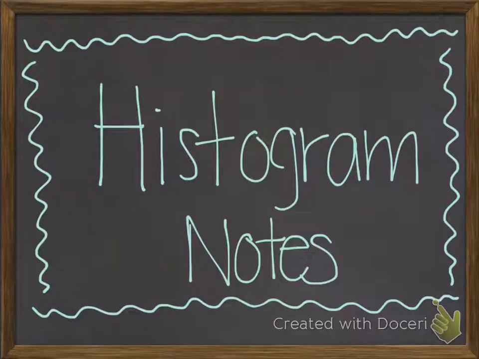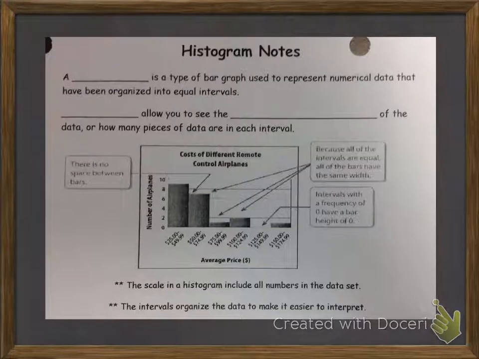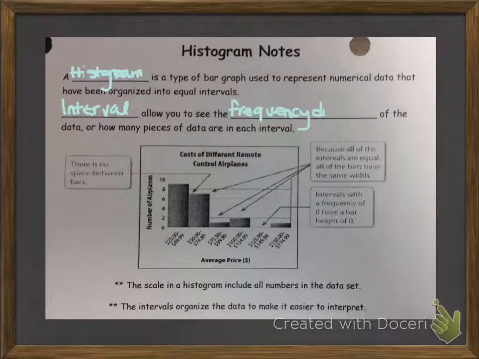Today we are going to learn about histograms. A histogram is a type of bar graph used to represent numerical data that have been organized into equal intervals. And an interval allows you to see the frequency distribution of the data, or how many pieces of data are in each interval.